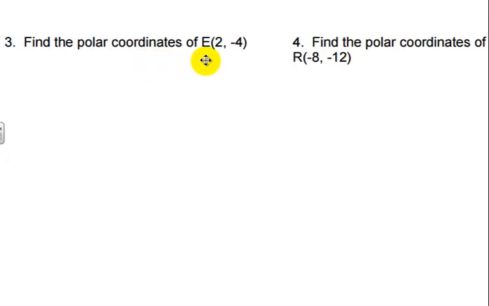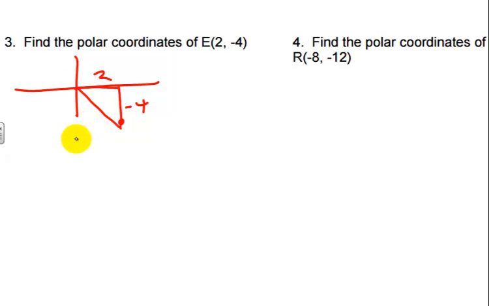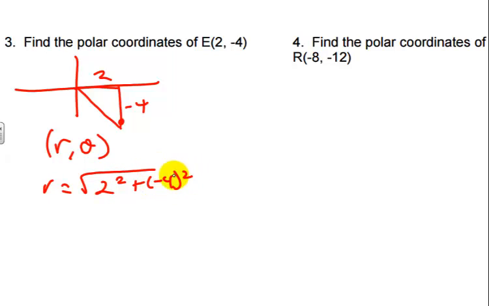Last, we're going to go from the Cartesian coordinates to find the polar coordinates. So we have 2, -4. We want r and theta. So to find r, that's the square root of 2 squared plus -4 squared, which is square root of 20, which we'd simplify to be 2√5.